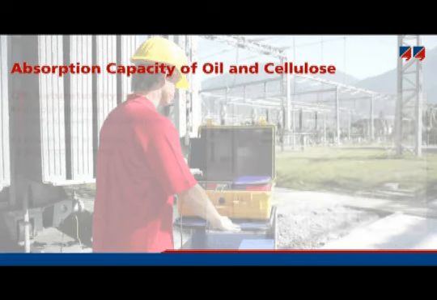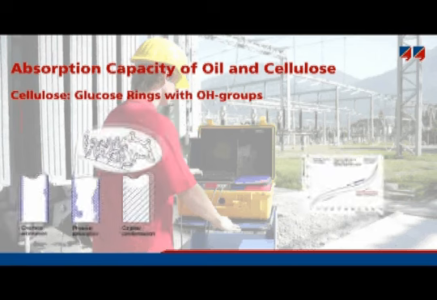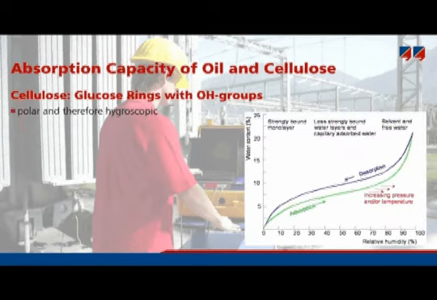In contrast to oil, the cellulose is very different in its molecular structure since it consists of glucose rings with polar groups. These OH groups are very active in attracting water. Therefore, cellulose or paper can take up a lot of water. The water receptivity of cellulose materials is typically 2,000 times higher than that of oil.